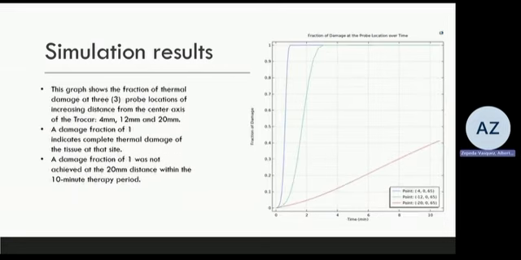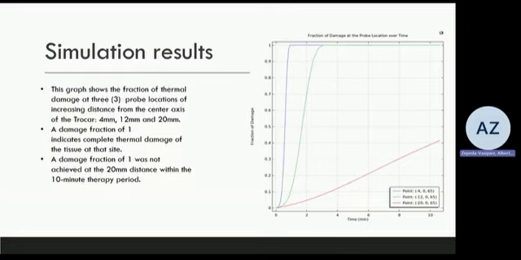So now that we have observed how temperature dissipates along the biological tissue, we can start examining how this relates to the tissue damage. The image to the right highlights the fraction of damage of 3 different locations in close proximity to the probe over time, where the fraction of damage of one indicates complete thermal damage of the tissue.